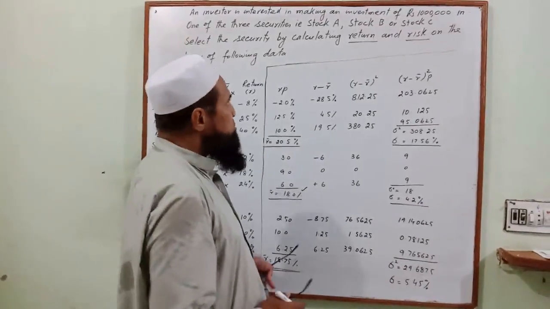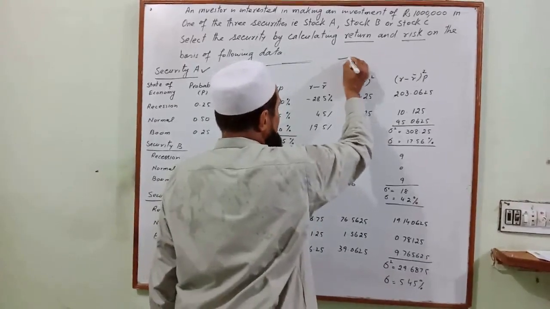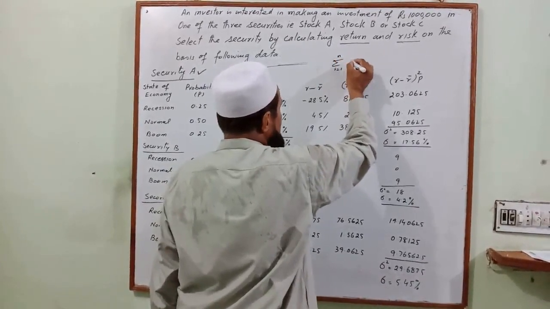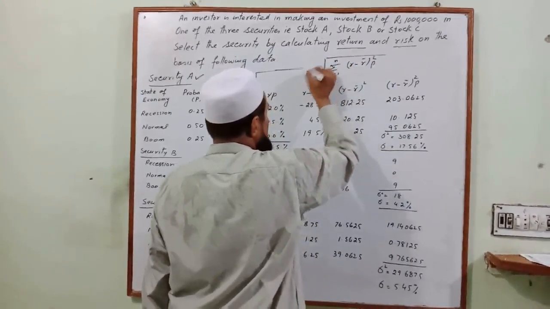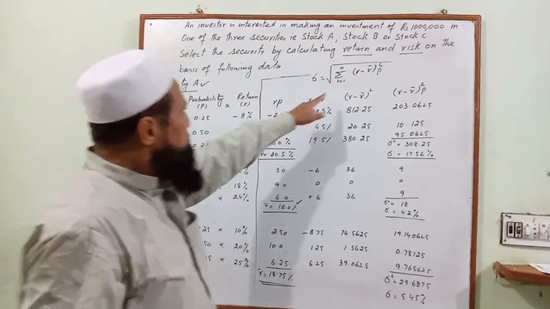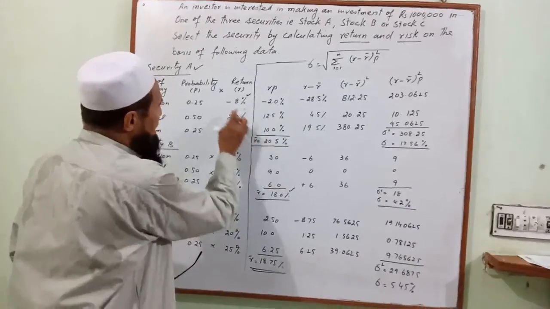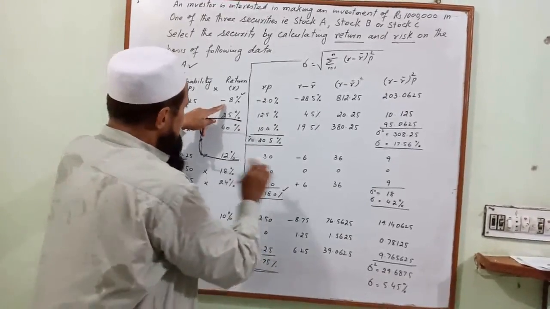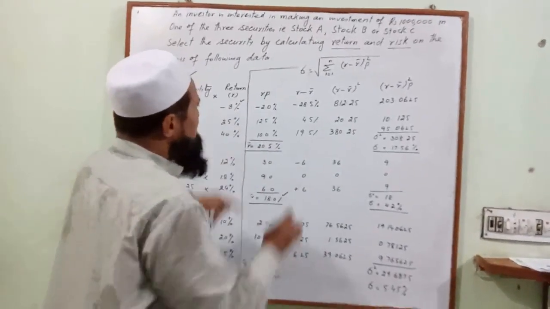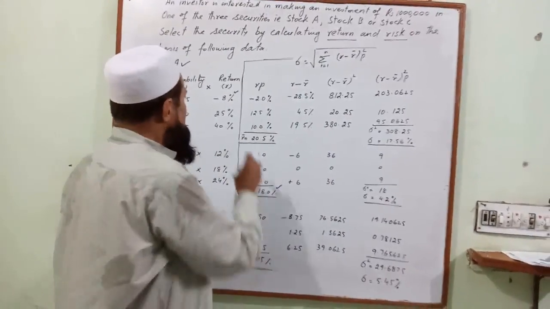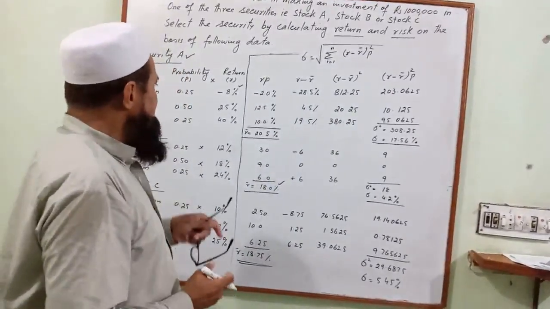Now the second point is how to calculate the risk. Risk is calculated by standard deviation. The formula is sigma equal to the square root of the summation from 1 to n of (r minus r bar) whole square into p. This is the formula. Now we require r minus r bar. Here is the r and this is r bar. When we subtract 20.5 from minus 8, it becomes 28.5. In the same way, the second is 4.5, and the third is 19.5.